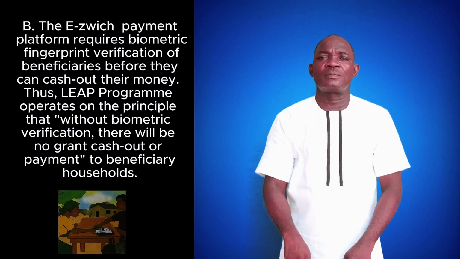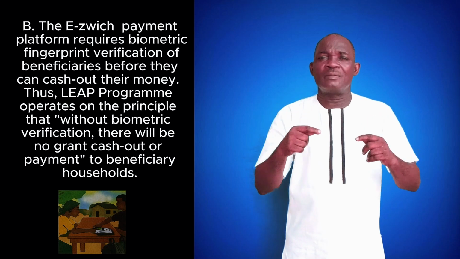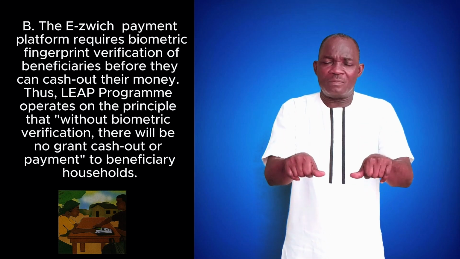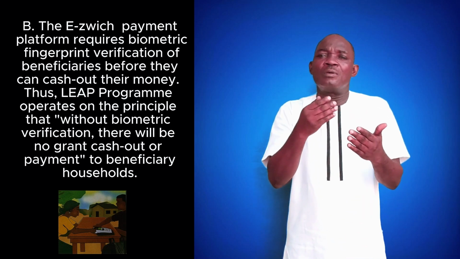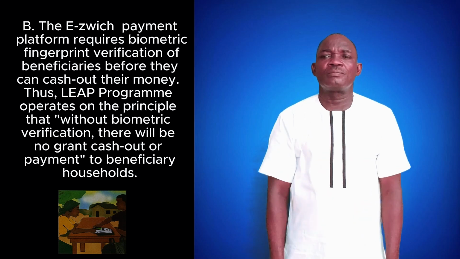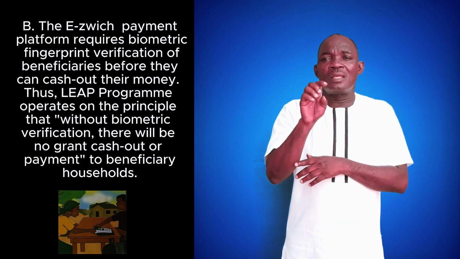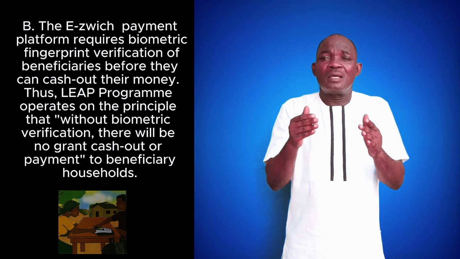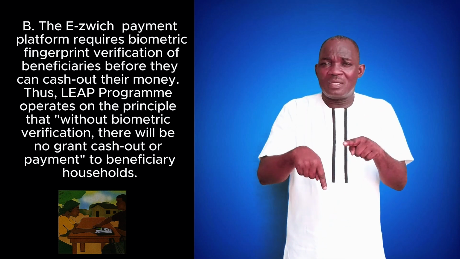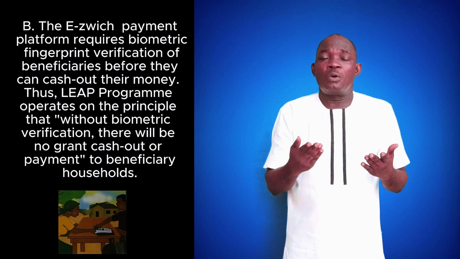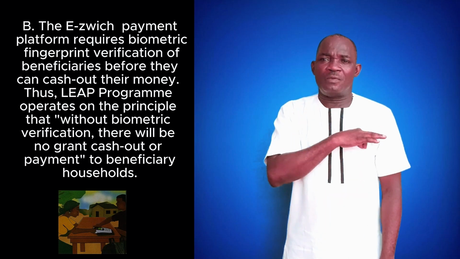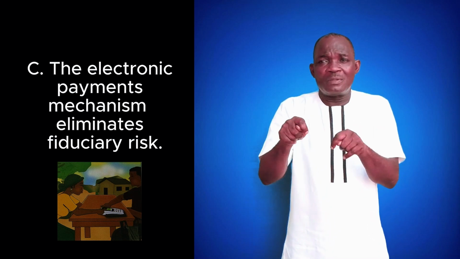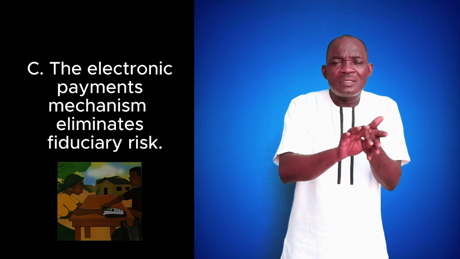B. The eSwitch payment platform receives biometric fingerprint verification of beneficiaries before they can cash out their money. Thus, LEAP program operates on the principle that without biometric verification, there will be no grant, cash out, or payment to beneficiary households. C. The electronic payment mechanism eliminates fiduciary risk.